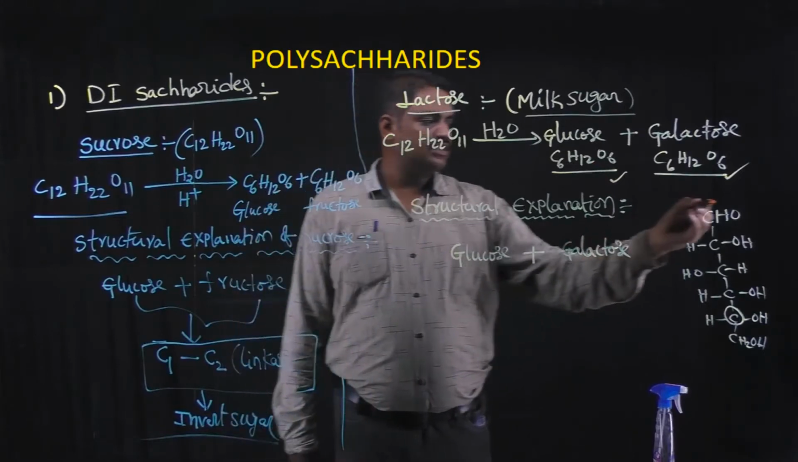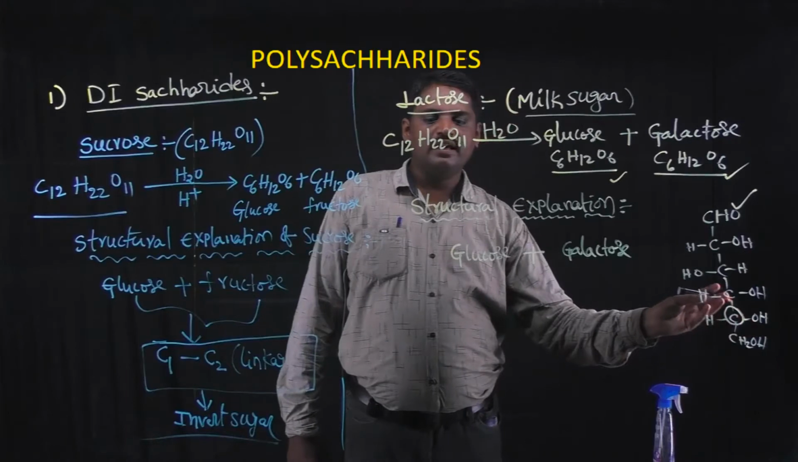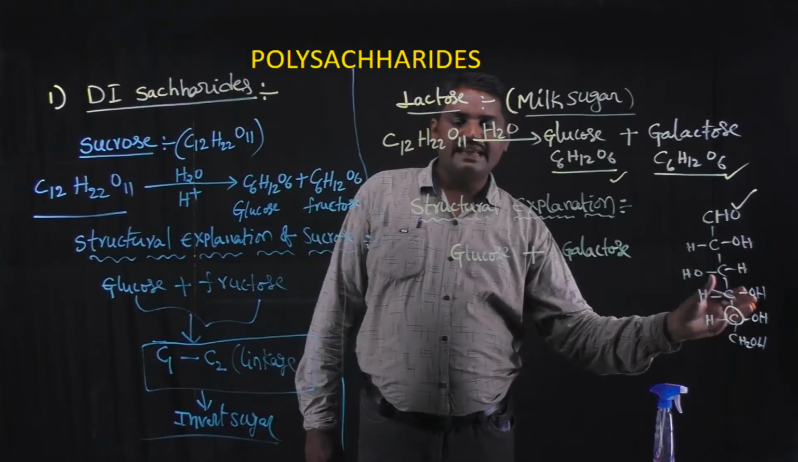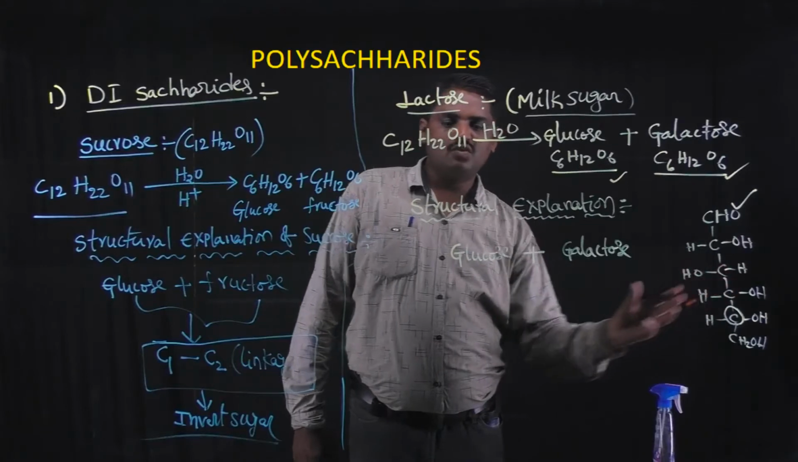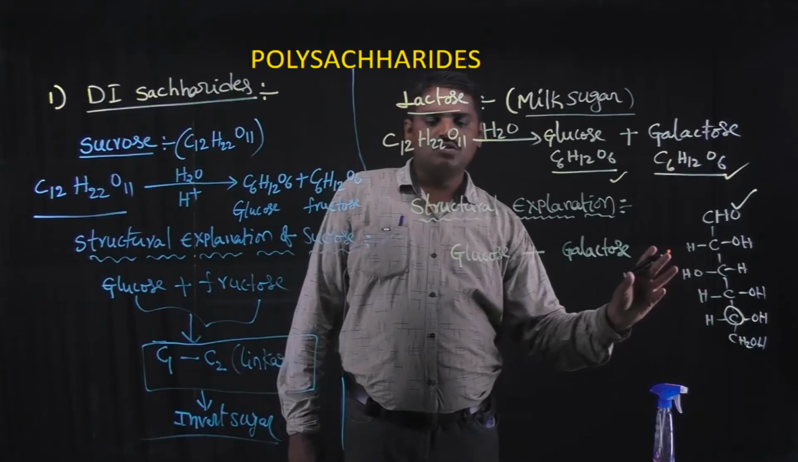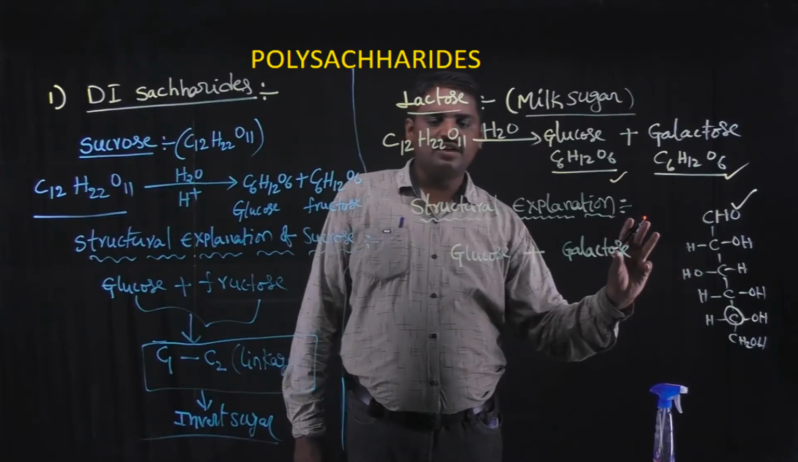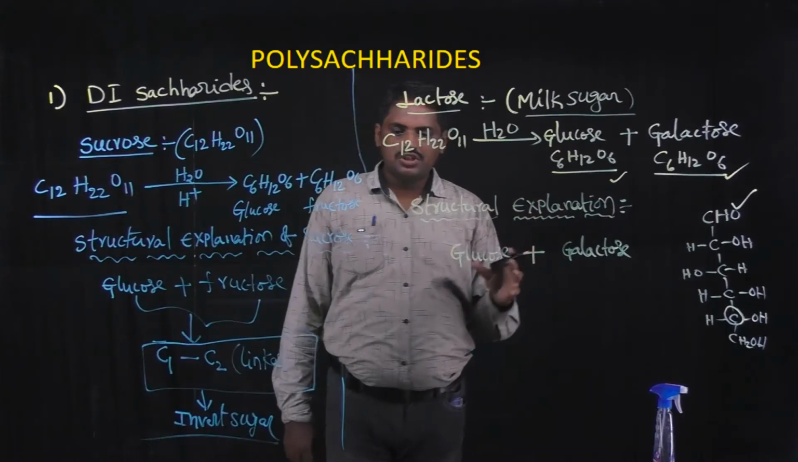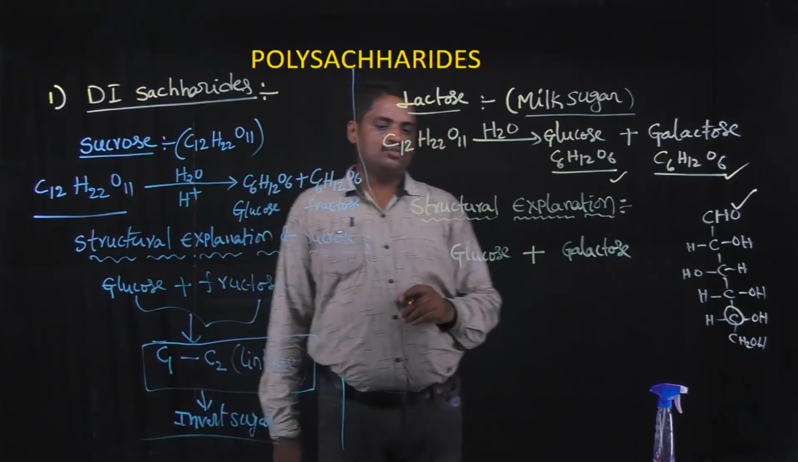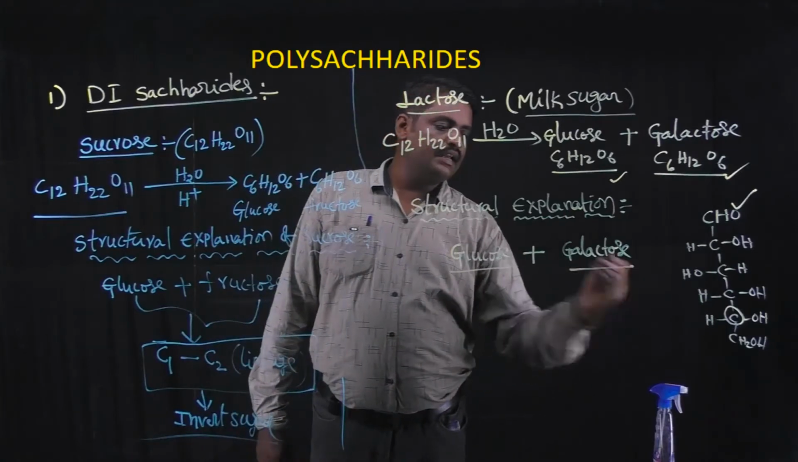This is the structure of glucose. The fifth carbon contains a hydroxyl group on the right hand side. The right hand side hydroxyl group is converted to the left hand side. So the total molecule is changed. Glucose is converted to galactose. These are the individual structures for glucose and galactose.